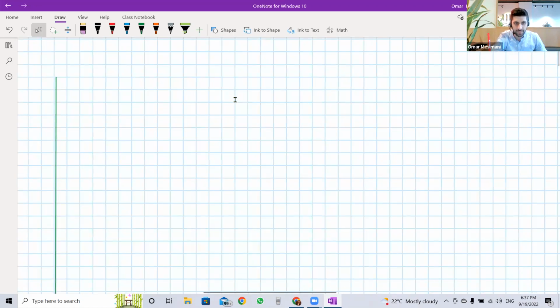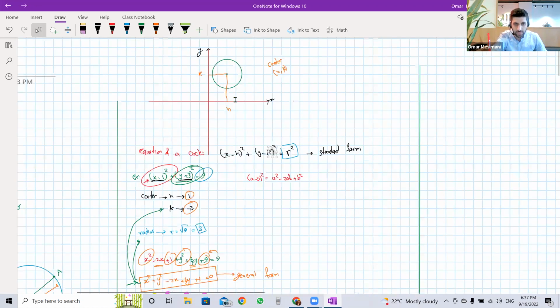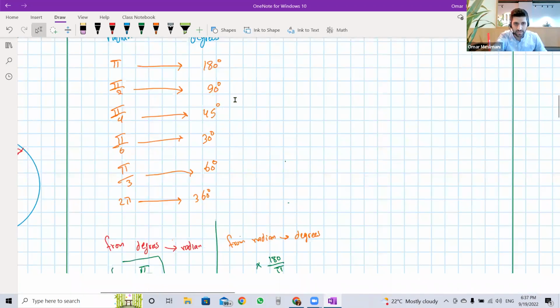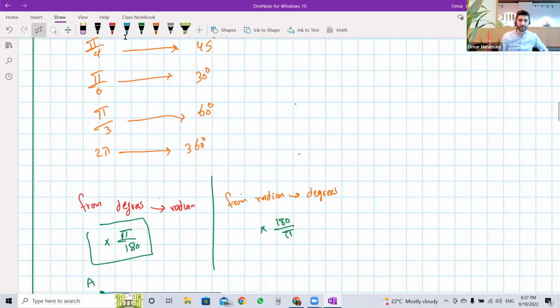The way to change from radian to degrees is this. If you have degrees and you want to change to radian, that's the way. That's the rule. If you want to change from degrees to radian, use this. If you want to change from radian to degrees, use this only. Nothing else. Okay?